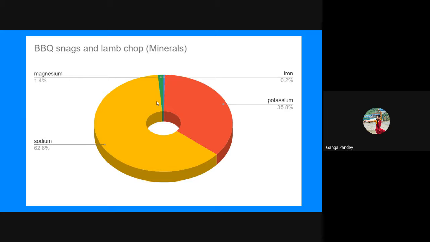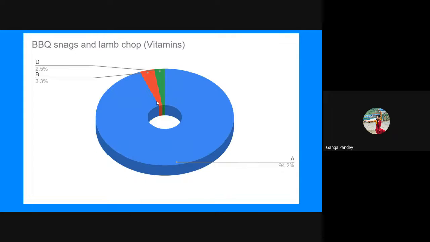Minerals. Next slide. This is talking about the composition of vitamins.